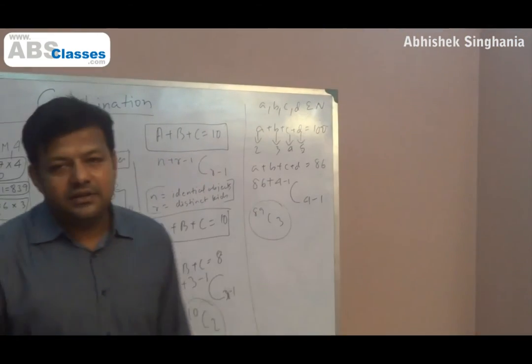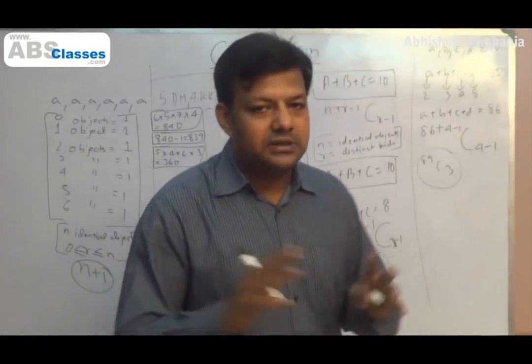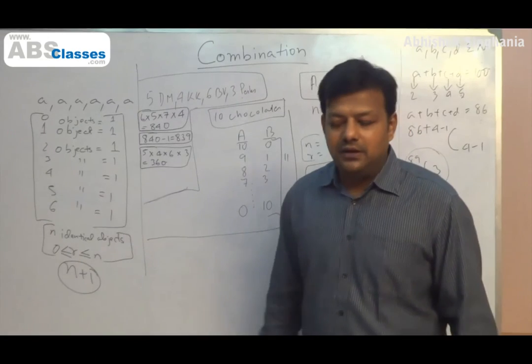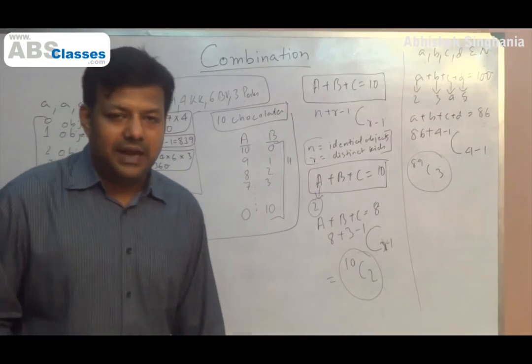Alright, okay. So we are done with this now. We have completed this allocation: identical objects, distinct groups, and all that we have done. Now we will come to distinct objects and distinct groups. What happens in that case? Alright.